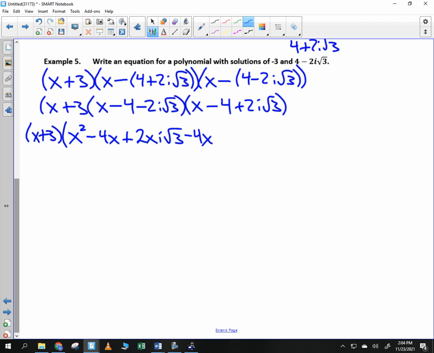Yep, good. Negative 4, negative 4. I got positive 16. Good. I'm done with the negative 4? Yeah. Okay. Minus 2xi root 3. What's negative 2i root 3 times negative 4? 8i root 3. What's 8i root 3? And then we've got minus 4i root 3. Close.